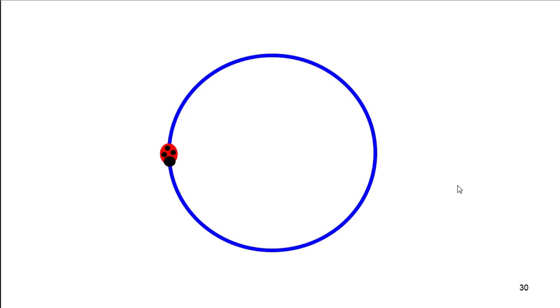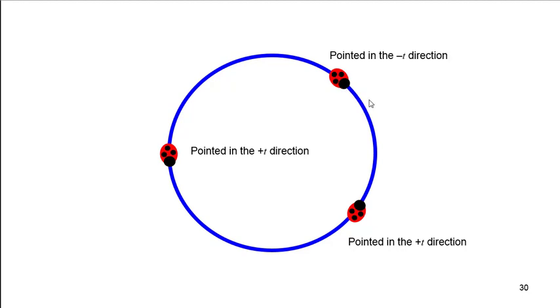Okay, so here I have a ladybug. The ladybug is pointed in one direction, and I just want to know what direction the ladybug is pointing. This is the circle that she's going to make, the blue line. That ladybug is pointing in the positive t direction. She's pointing tangent to the circle in that counterclockwise direction, so she's pointing in the positive t direction. How about over here? This ladybug is also pointed in the positive t direction because she's tangent to the circle in the counterclockwise direction. How about this ladybug? This ladybug is in that tangent direction, but she's looking clockwise, so that's going to be the negative t direction.